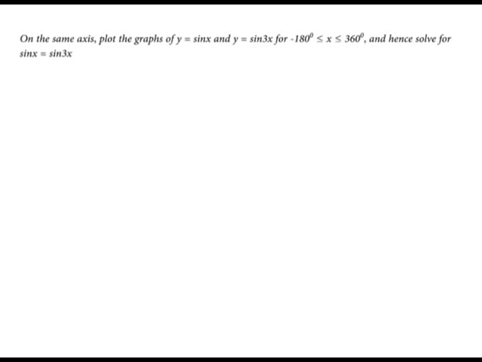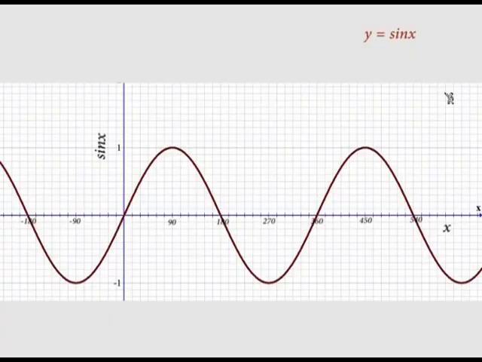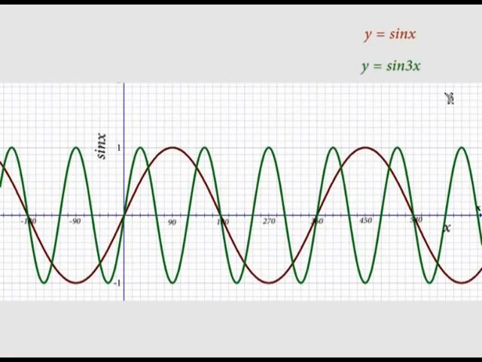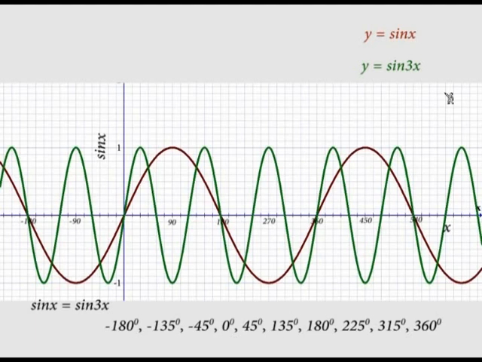First, we make tables of values for the two functions. This is the graph of y is equal to sine x, and this is the graph of y is equal to sine 3x. The solution for this equation, sine x is equal to sine 3x, is the x value for all points where the two graphs intersect. We look at the graph, those values are negative 180, negative 135, negative 45, 0, 45, 135, 180, 225, 315, and 360 degrees.